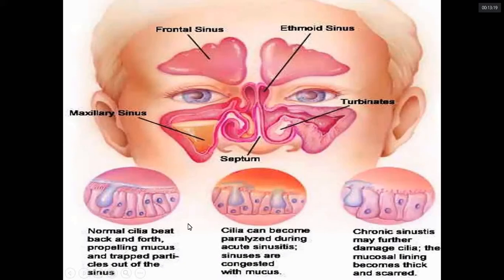Here in this diagram, the normal cilia beat back and forth, propelling mucus and dry particles out of the sinus. Cilia can become paralyzed during acute sinusitis. Sinuses are congested with mucus, and chronic sinusitis may further damage cilia. The mucosal lining becomes thick and scarred.